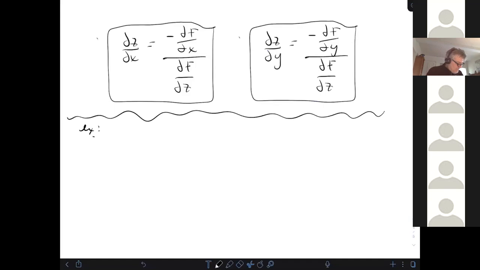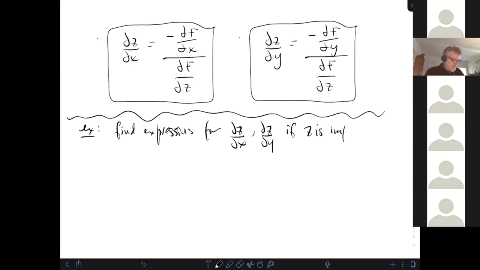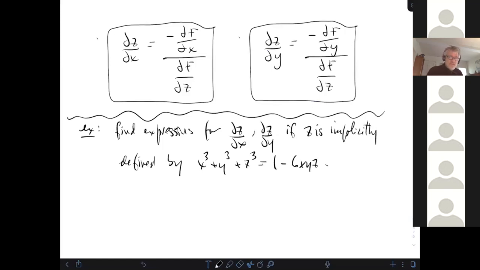So find expressions for these two guys, del z del x, del z del y, if z is implicitly defined by the following equation: x cubed plus y cubed plus z cubed equals 1 minus 6xyz. Okay, so this defines some kind of surface, which is probably rather strange looking.